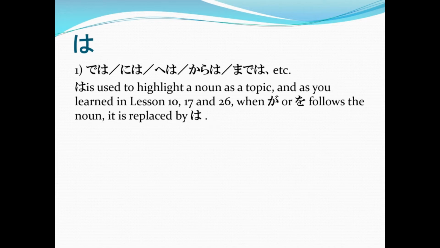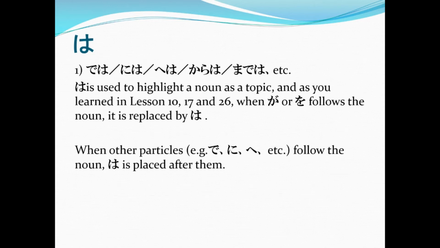Wa, even though it's spelled ha, is pronounced wa when you're using this particle. Remember that. So again, wa is used to highlight a noun as a topic, and as you learned in lessons 10, 17, and 26, when ga or o follows the noun, it is replaced by wa. So when other particles like de, ni, e, etc. follow the noun, wa is placed after them. Take note that when we add wa to another particle, it is used to emphasize that noun.